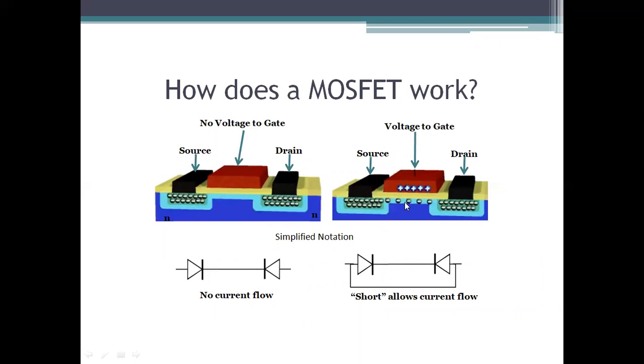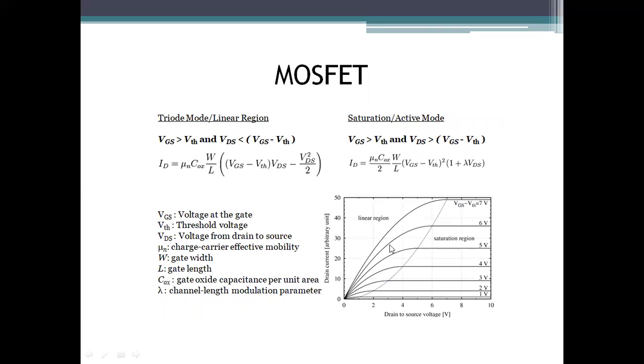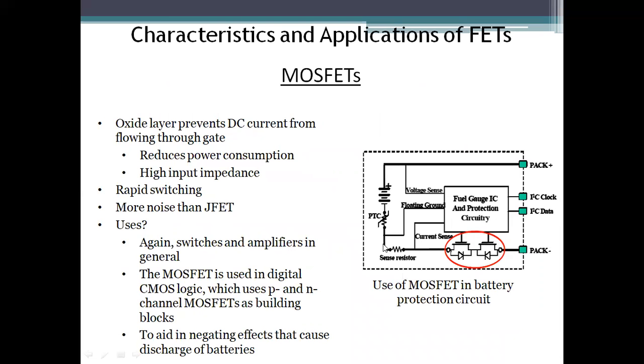How does a MOSFET work? Here I have given a very clear idea with the help of this diagram. Here there is no current flow, I mean there is no voltage at the gate, so no current flows. This indicates an open circuit. If it is an open circuit, no current flow will happen. If it is a short circuit, then it allows current flow. These are the characteristics of a MOSFET. MOSFET applications: it is used to reduce power consumption as well as to give high input impedance.